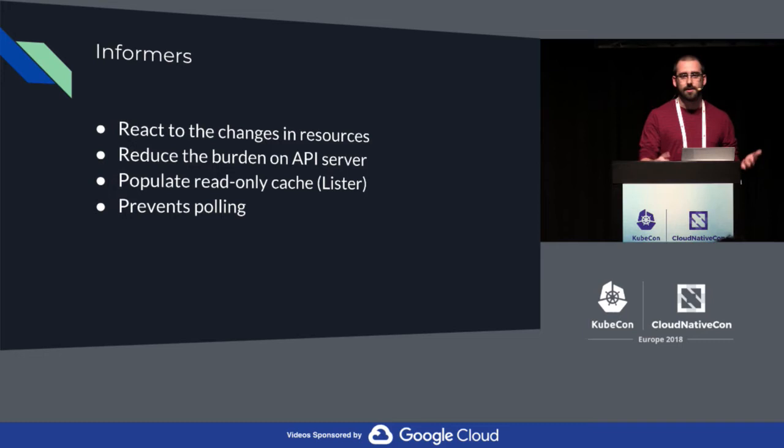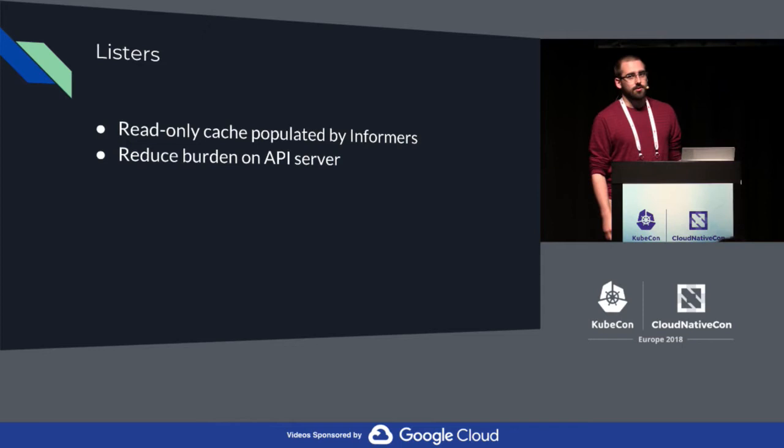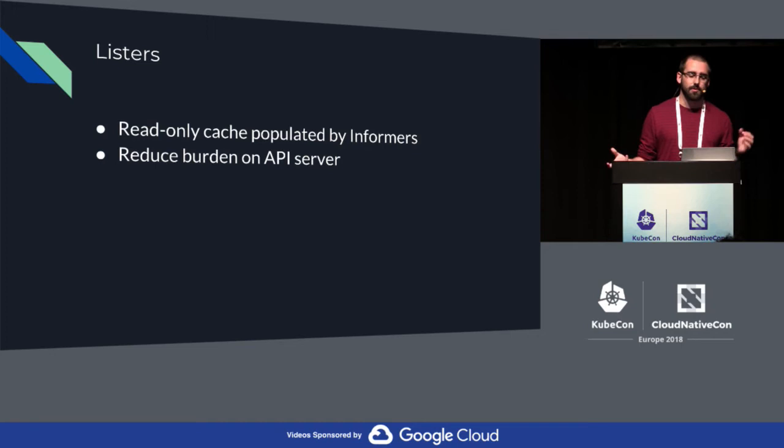So then the next part in your arsenal is a lister. This is the read-only cache that is populated by the informer. So this is one of the tools to reduce the burden on the API server so that your Kubernetes administrator doesn't tell you no, you have to shut that off.